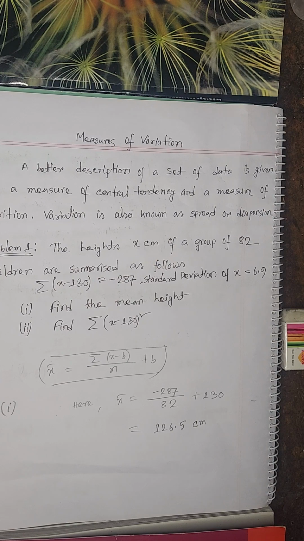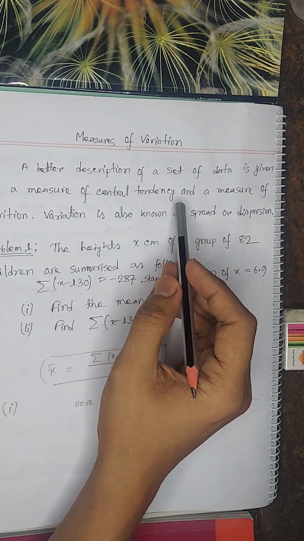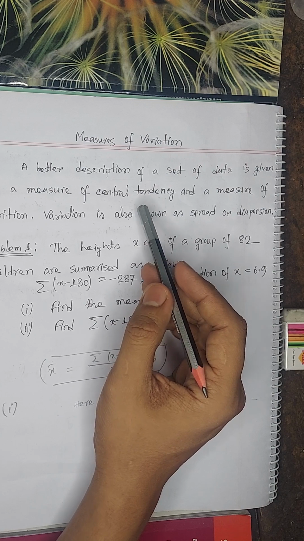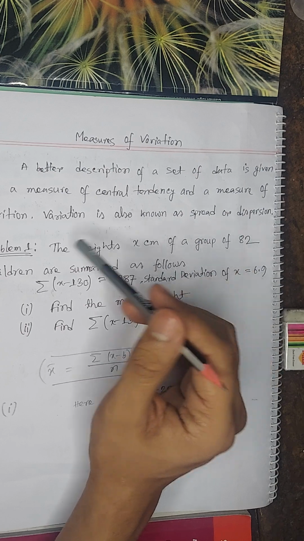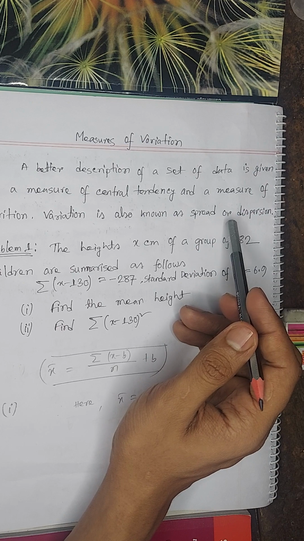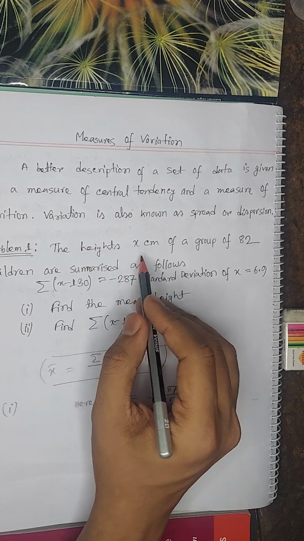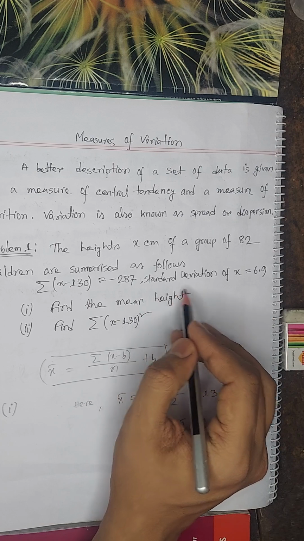It's a topic from statistics. First of all, what is variation? A better description of a set of data is given by a measure of central tendency, which we discussed before in my first lecture from statistics, and a measure of variation. Variation is also known as spread or dispersion. Okay. Now the first problem: the heights x centimeters of a group of 82 children are summarized as follows.